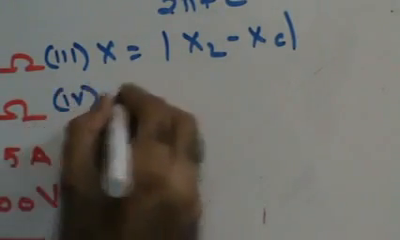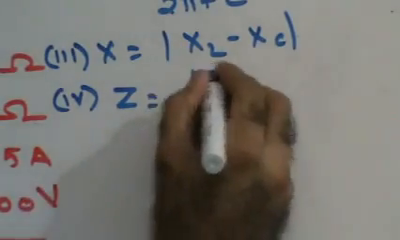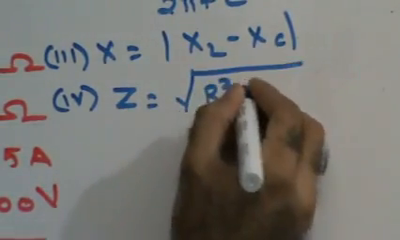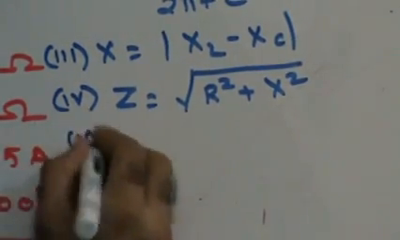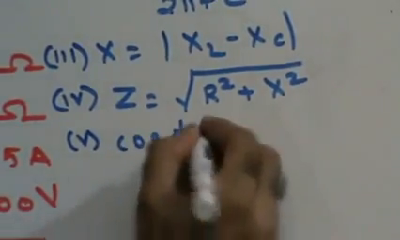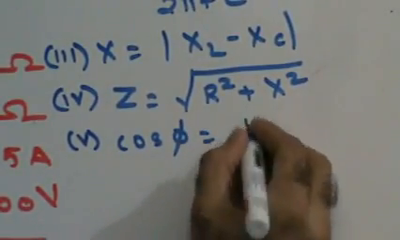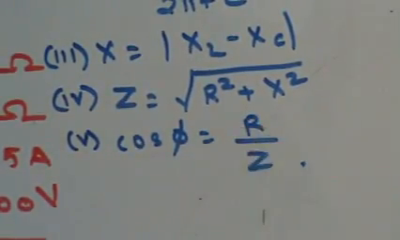Next, they've asked you to find out impedance. Impedance is square root of R square plus X square. That will give you impedance of the circuit. Once you have impedance, last thing they've asked you to find out is power factor. Power factor is nothing but R upon Z. So that will give you the power factor. All 5 things you will come to know.